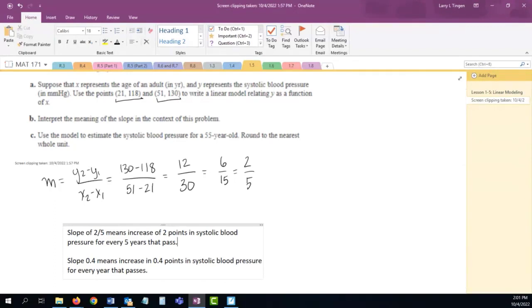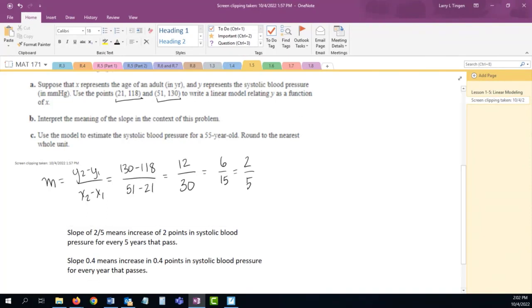Okay. Both of those are valid, but there's the interpretation. I'm going up 2 points in systolic for every 5 years that pass, or I'm going up 2/5 of a point, or 0.4 of a point, every year. So as we age, our blood pressure tends to go up.